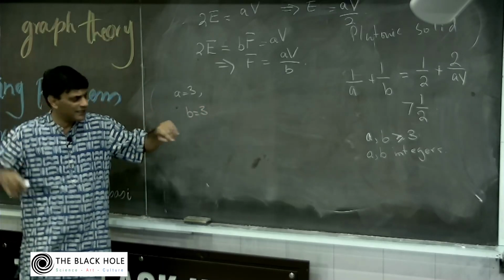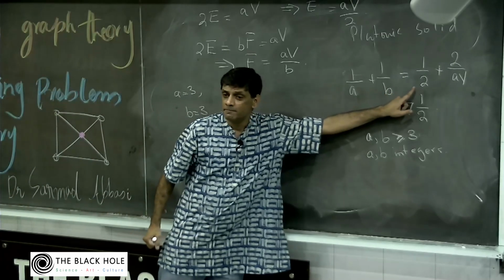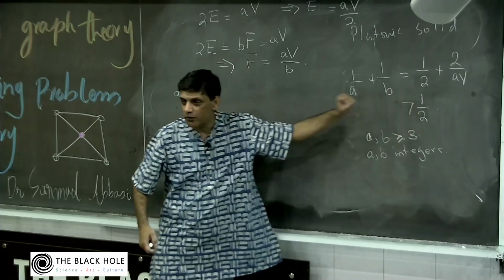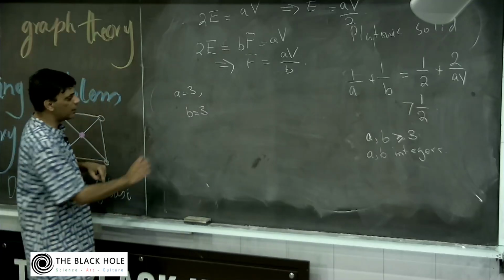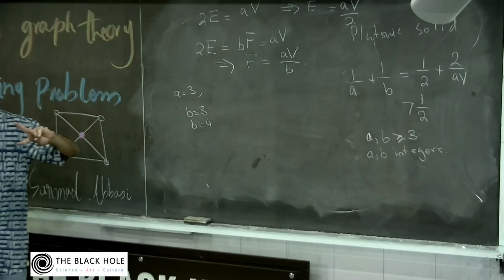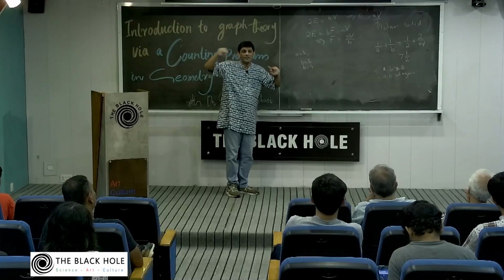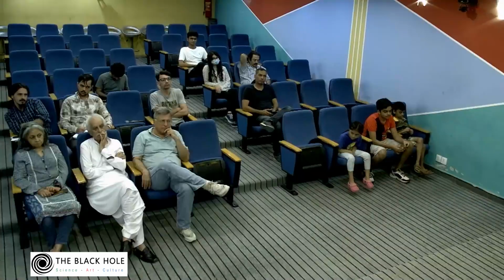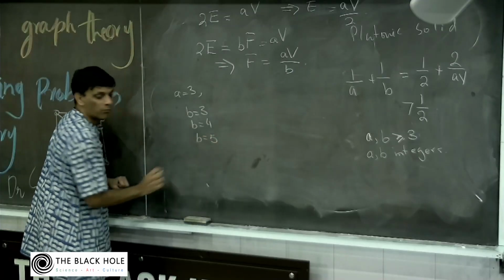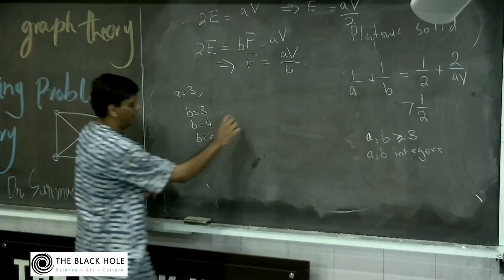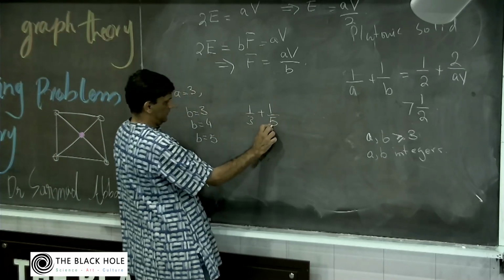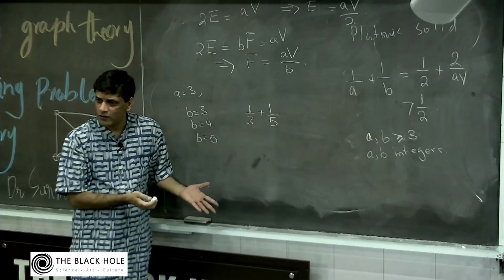Right? 1/3 plus 1/3 is greater than 1/2. It's 2/3. So yeah, it's a possibility. Can B be equal to 4? 1/3 plus 1/4 turns out to be greater than a half. So that's a possibility. Can B be equal to 5? Okay, 1/3 plus 1/5. Yeah, and that's fine also.